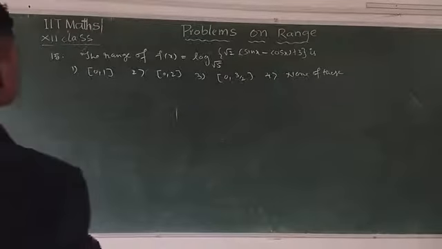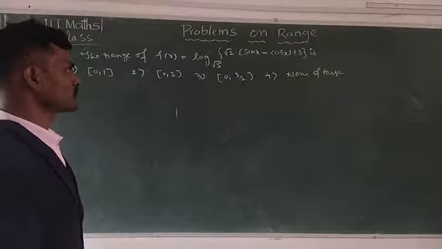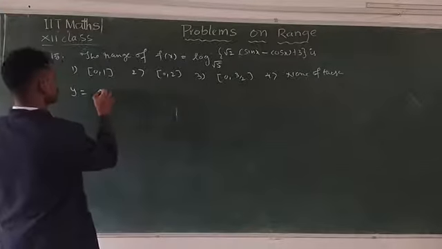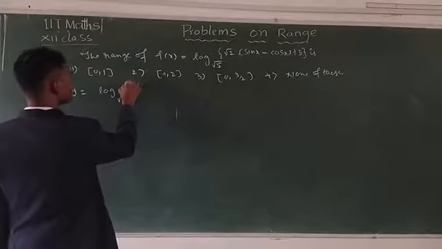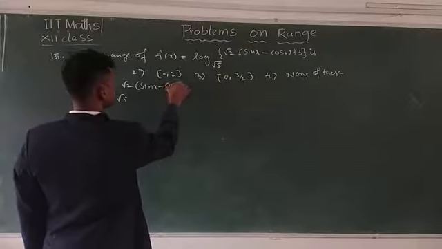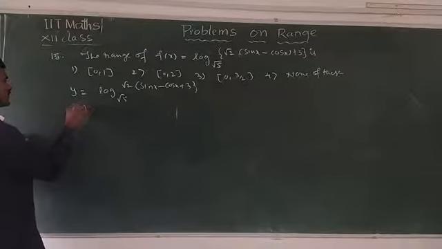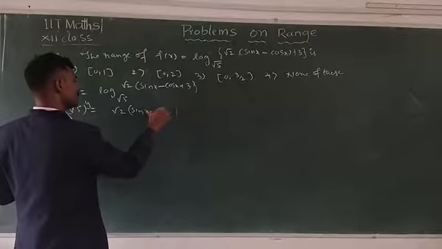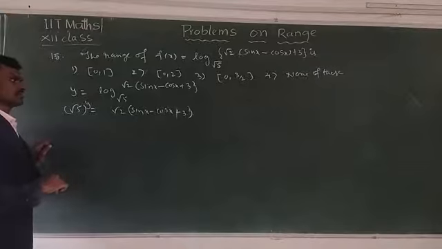Okay, one more same type of problem. The range of f of x is equal to logarithm of root 2 sin x minus cos x plus 3, base root 5. See here, y is equal to logarithm of root 2 into sin x minus cos x plus 3, base root 5. Now this is written as root 5 power y is equal to root 2 into sin x minus cos x plus 3. Okay, now this whole equation divided by 2.